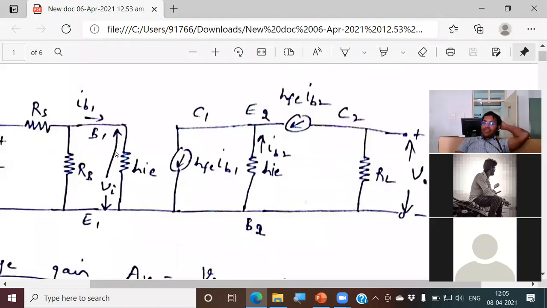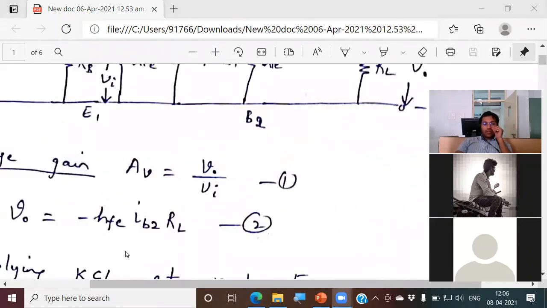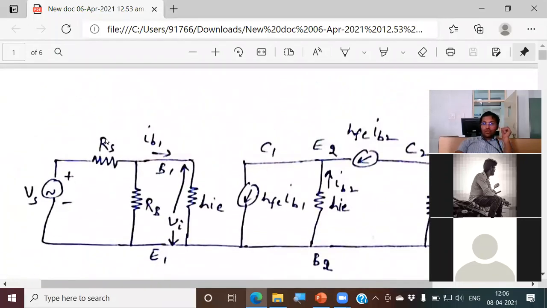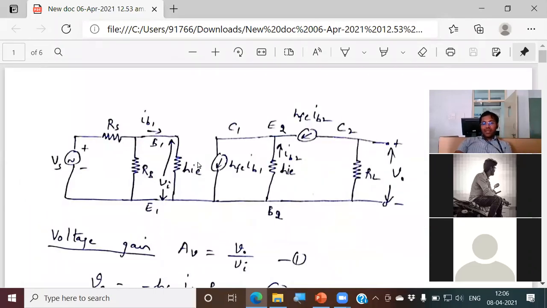Sometimes in the exam they will say consider the effect of RL, consider the effect of RS also. Then that also we will include. Again, I am repeating.